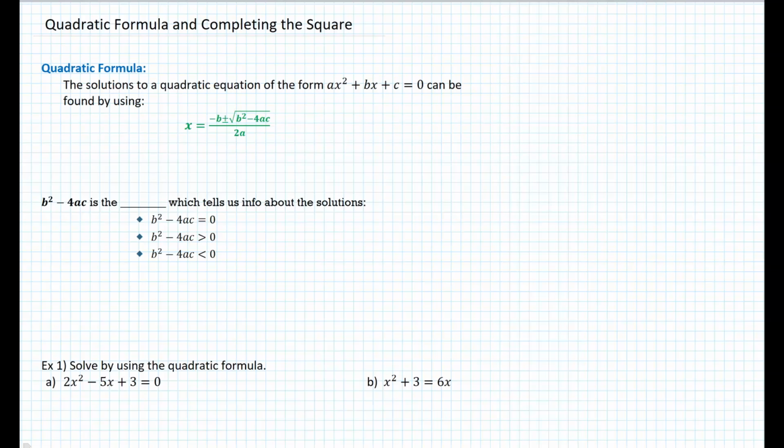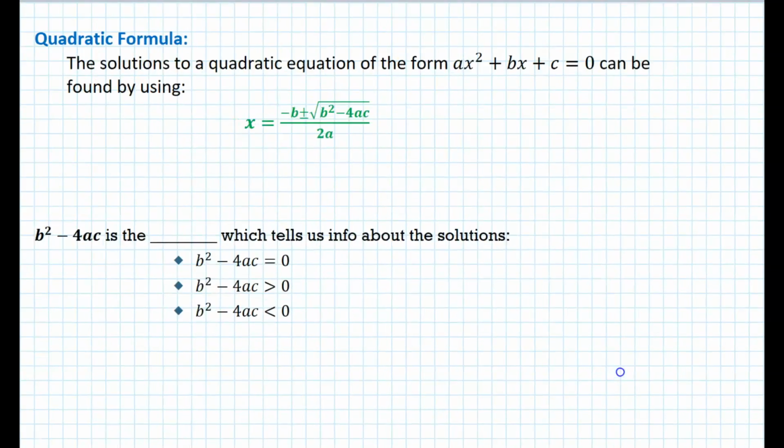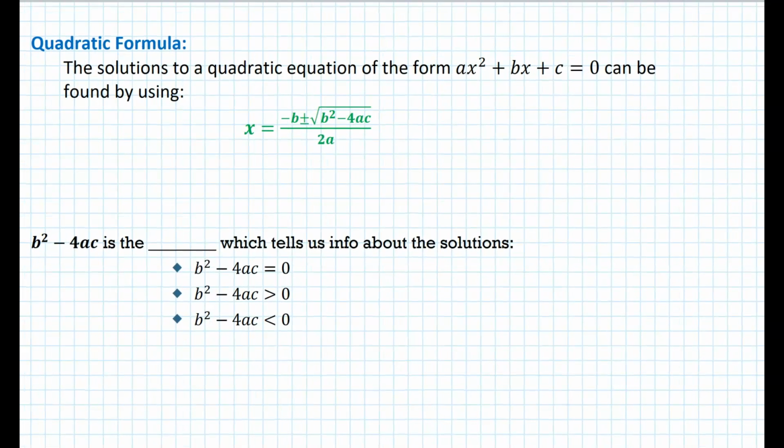So the whole point in that warm-up today was because we are working with the quadratic formula. And when we work with the quadratic formula, what's that one piece in there? The radical. So we just wanted to have some practice with the radicals.